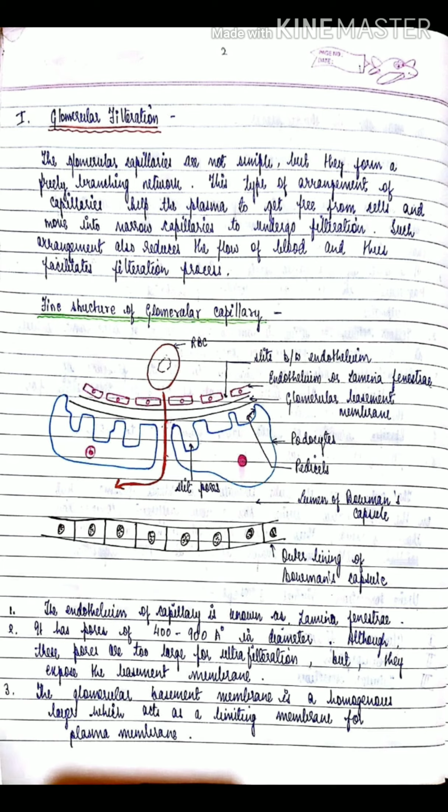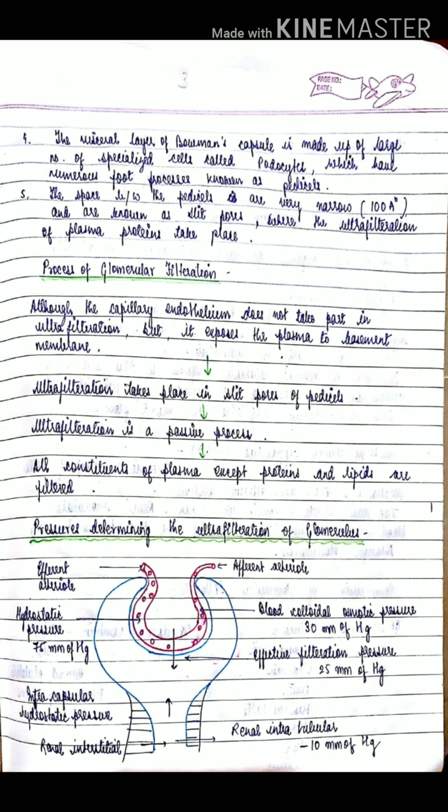Podocytes comprise of numerous foot processes known as pedicles, and there are spaces present between these pedicles which are very narrow, of about 100 angstrom, and are known as slit pores, where the actual ultrafiltration of plasma proteins takes place. And beneath the podocytes is the outer lining of Bowman's capsule, and between the podocytes and Bowman's capsule lies the lumen of Bowman's capsule. Although the capillary endothelium does not take part in ultrafiltration, it exposes the plasma to basement membrane.